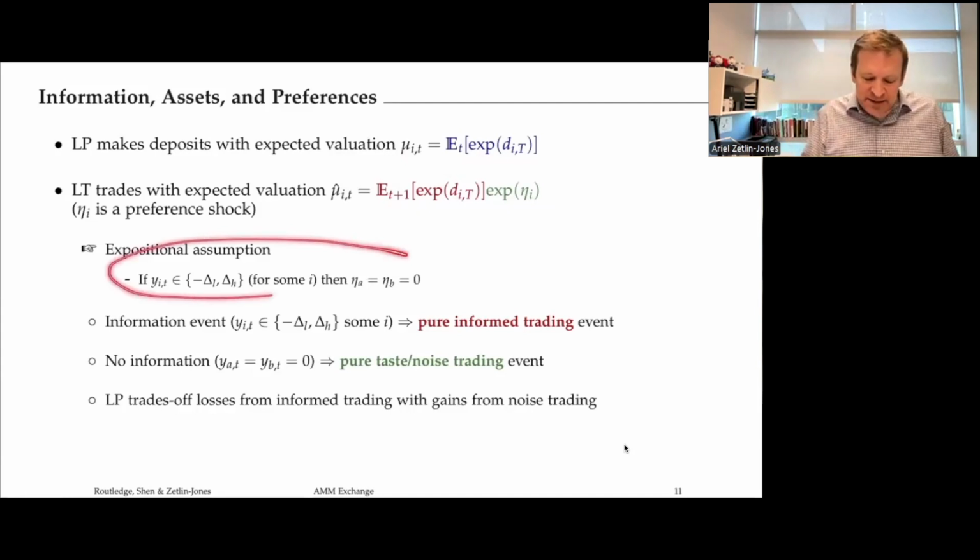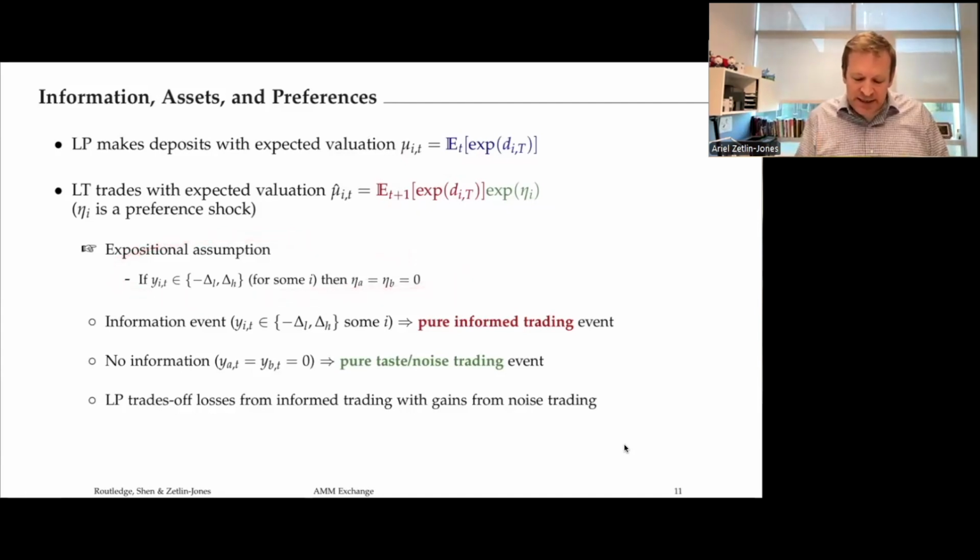Let me ignore this expositional assumption because it's just a detail. What I want you to take from this is we're going to write down the model to make the math as simple as we can. And so what we're going to assume is that if either of the tokens realizes a positive or negative news shock, we're going to model this so that there is no upside to trade with our trader. We're going to call this a pure informed trading event. All the reason for trade is that Bob, the trader, has superior information to Alice, the market maker. On the other hand, when there's no news about either token, the only reason for trade is because Bob has this private taste shock. It's a pure taste or noise trading event.